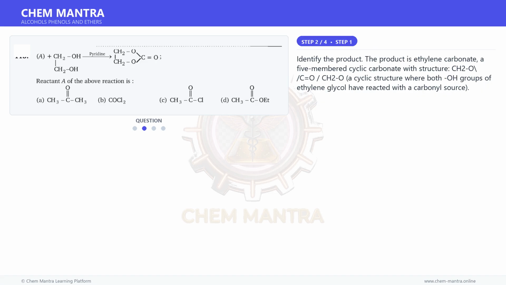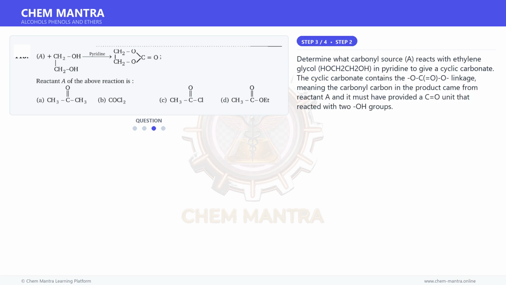Identify the product. The product is ethylene carbonate, a 5-membered cyclic carbonate with structure CH2OC(=O)OCH2, a cyclic structure where both OH groups of ethylene glycol have reacted with a carbonyl source. Moving on to the next step.